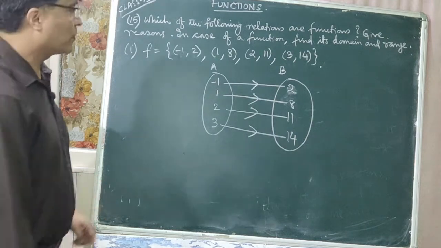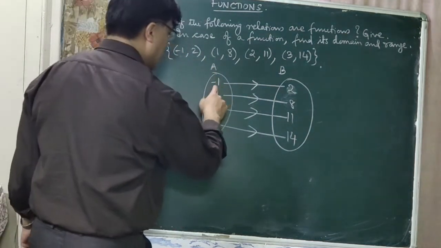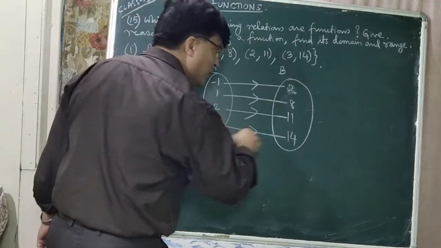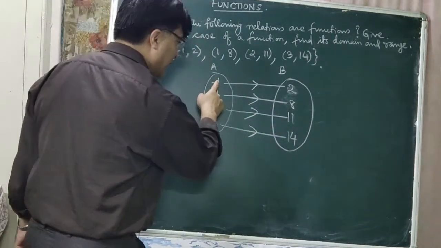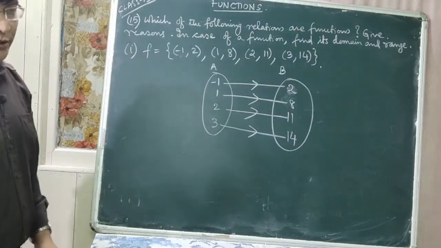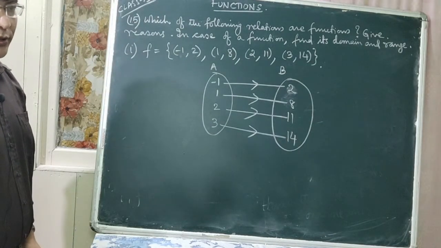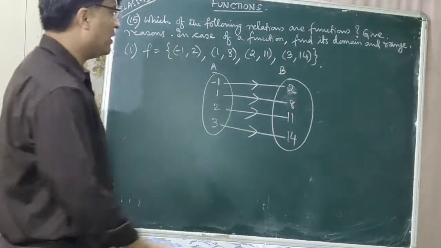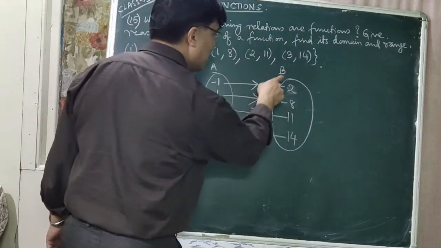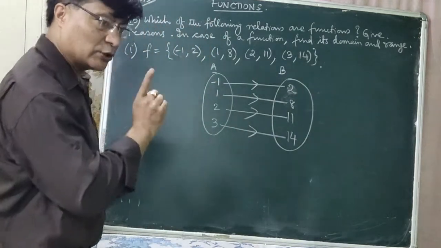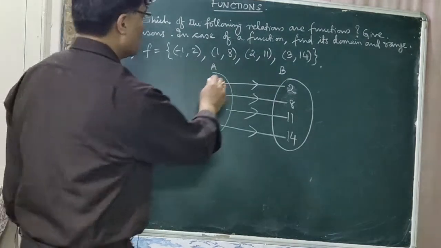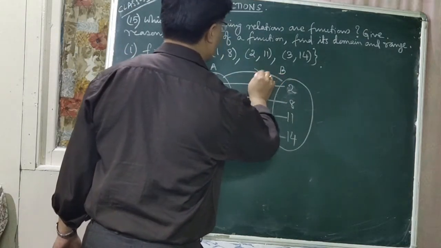Is that clear? So -1, 1, 2 and 3 have a unique image in the set B. So it is a function. Every element in the set A has a unique image in the set B. So it is a function. Is that clear?